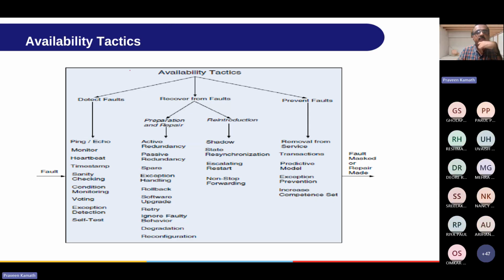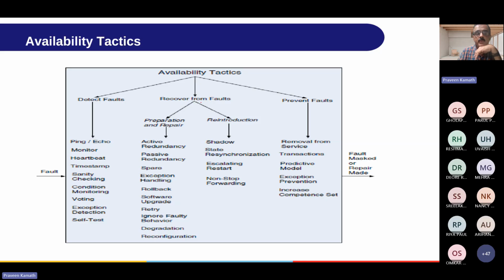Okay, so availability tactics. Now, how do you make sure that the system is available? One is on the occurrence of the fault, the fault is masked or repair is made. So these are the processes of converting a fault into masking a fault or correcting the mistake. One is detect the fault: ping or echo, monitor, heartbeat, timestamp, sanity checking, condition monitoring, voting, exception detection, self-test.